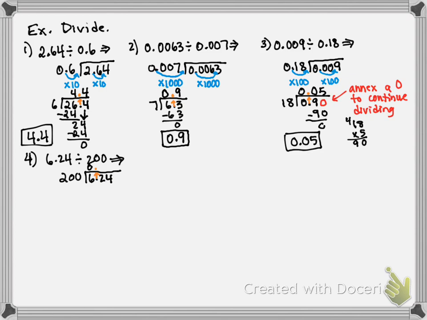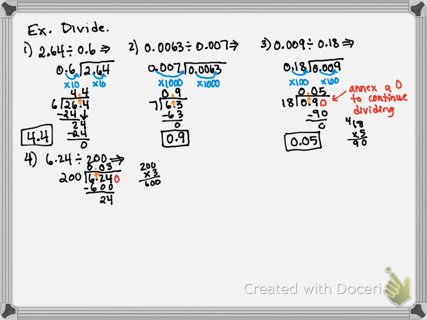200 can't go into 6. 200 can't go into 62. But 200 can go into 624, because 2 goes into 6 3 times. I mean, that doesn't make sense. 2 times 3 equals 6. Well, no, I had it right. 2 goes into 6 3 times. So when I multiply 200 times 3, I get 600. So we have a 3, and we get a 600. So when I subtract, I get a difference of 24. When I compare, 200 is definitely bigger than 24, so far so good on my guessing.